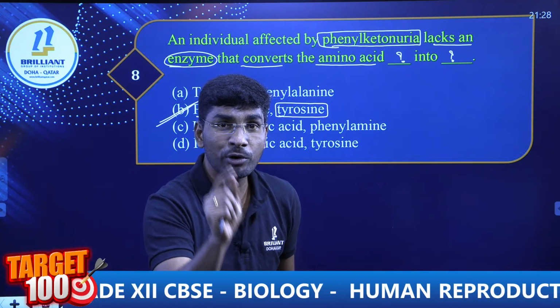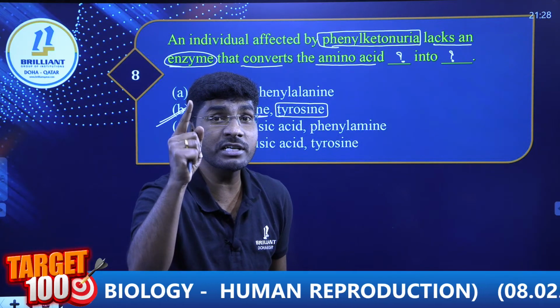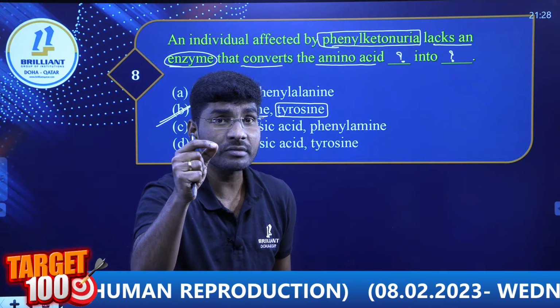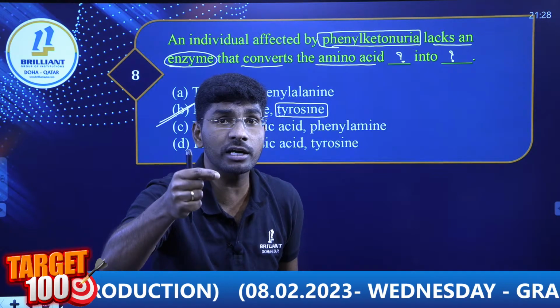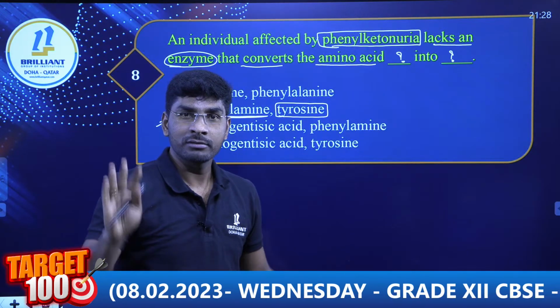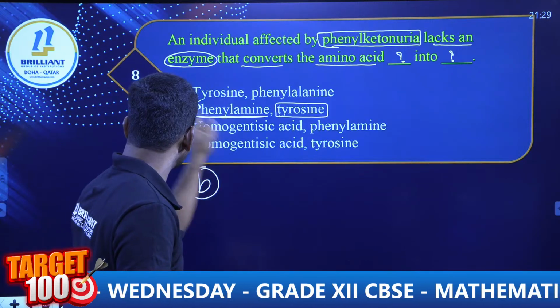Phenylketonuria is the example of pleiotropy. We discussed this one, pleiotropy. One mutant gene can control many traits. Clear? Am I clear? So the right answer is option B.